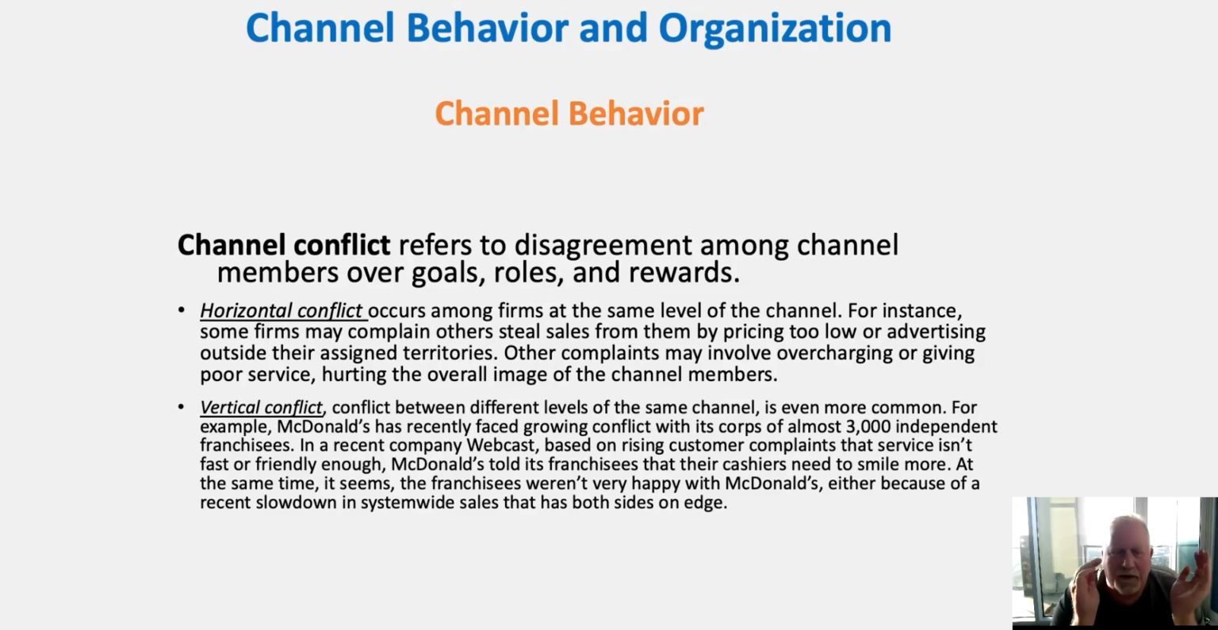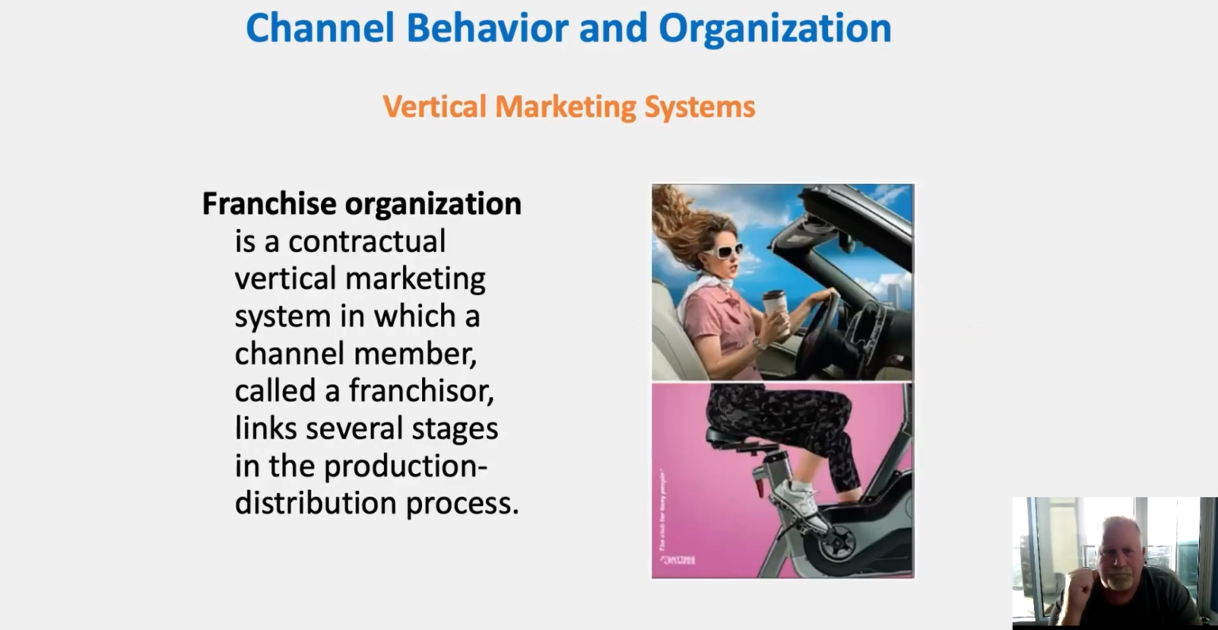So as a result, it caused what we call a vertical conflict tension. That's between the independent distributor of a McDonald's and the parent company, McDonald's, who had a conflict with one another. And that's what we call a vertical conflict. So we have horizontal across, vertical up and down.